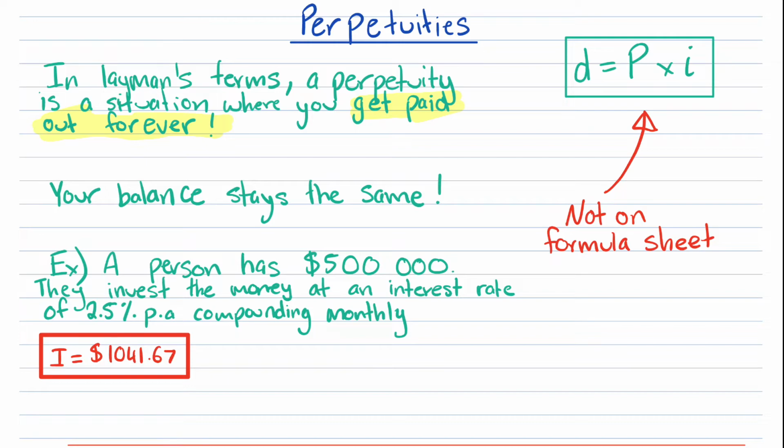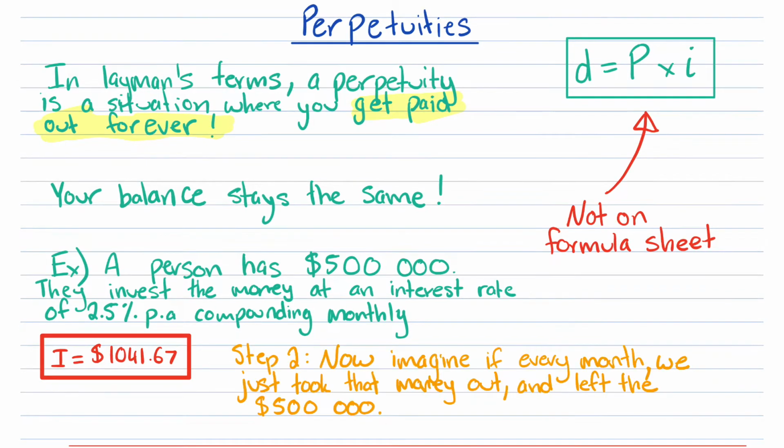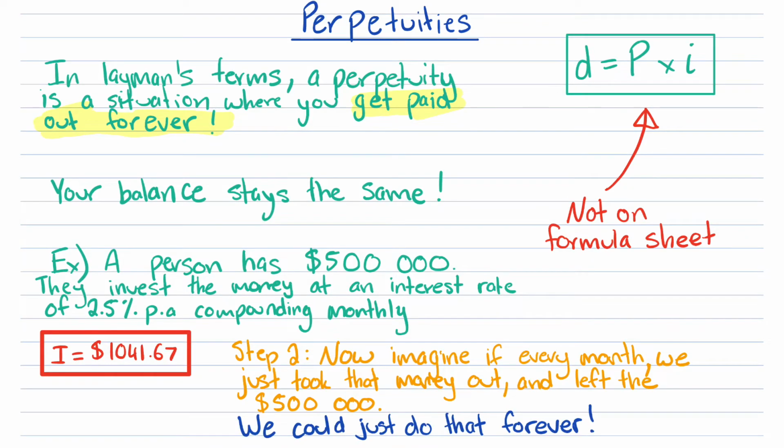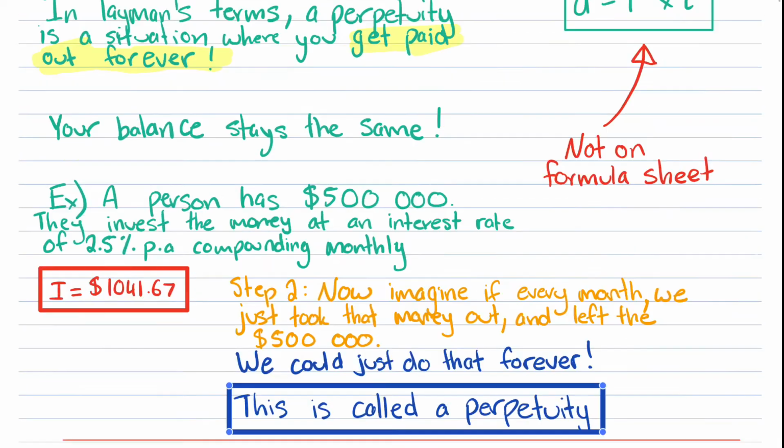Now, let's just imagine, hypothetically, if every single month this person just took that money out of the account. So they took the exact amount of interest out for themselves. Well, what would happen is the 500,000 would still be sitting in the account and they could just do that every single month forever. And they're essentially getting free money. This idea is what we call a perpetuity.